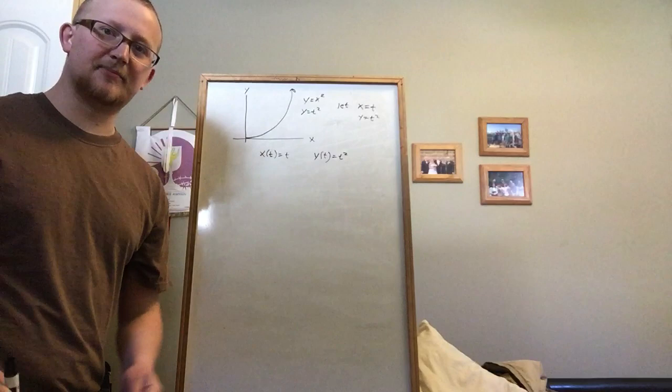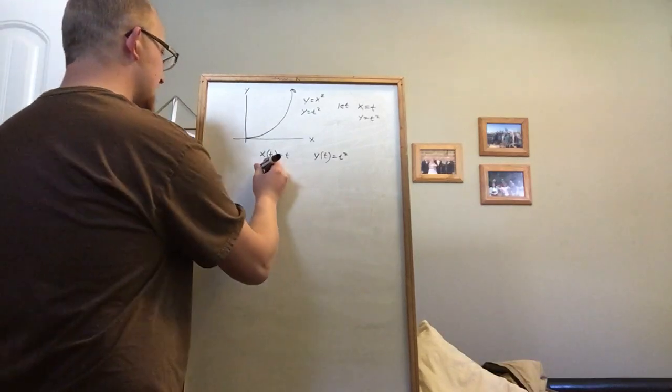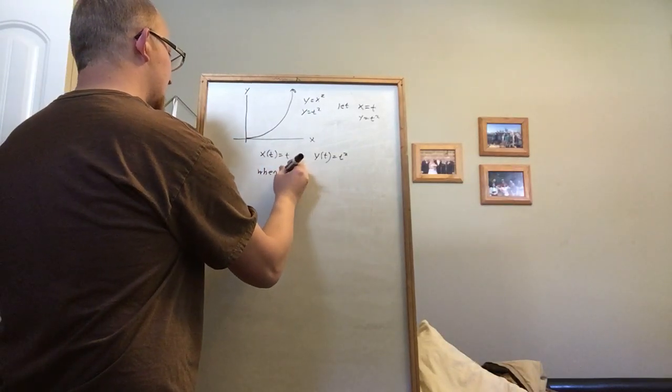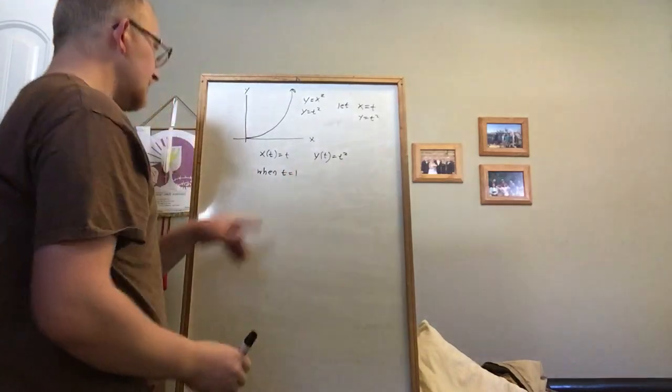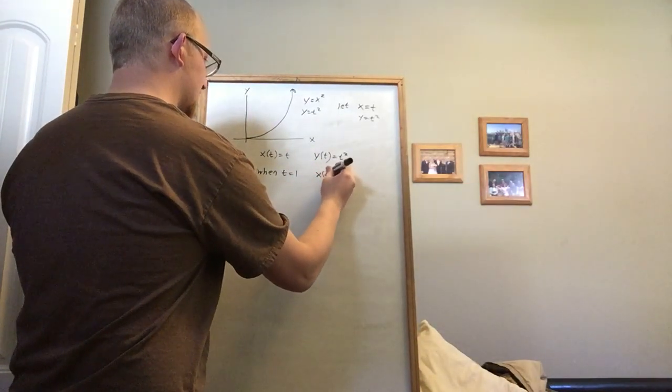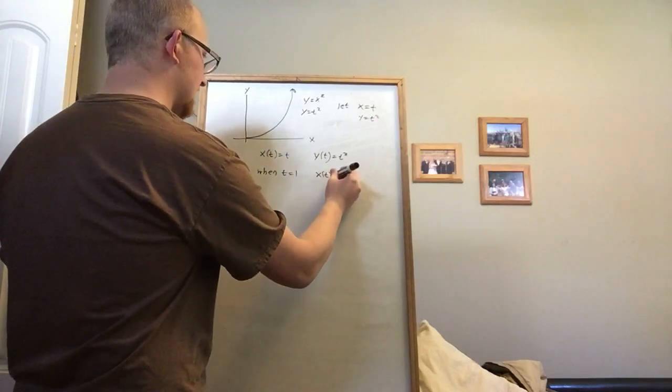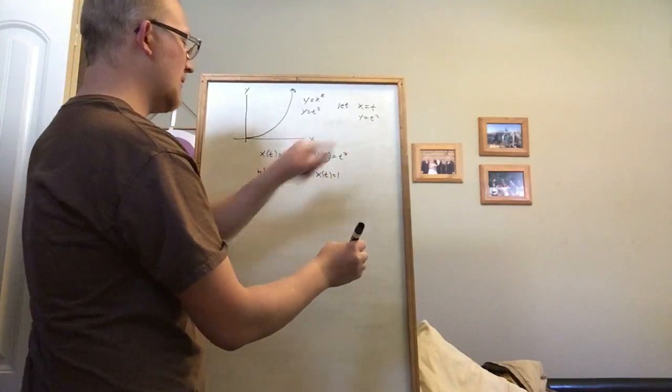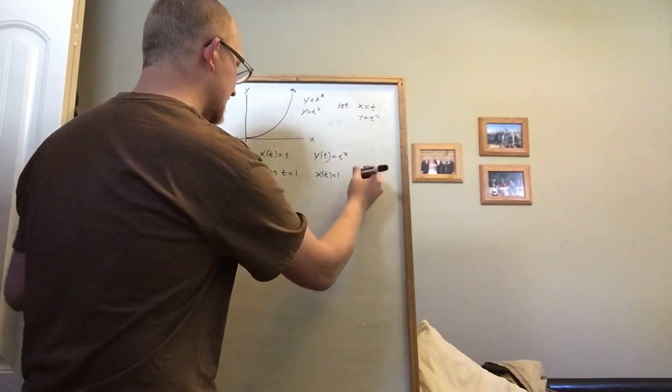So let's go ahead and pick some times. Let's pick when t is 1. Well, when t is 1, x of t is 1, because we're plugging in t there. And when t is 1, t squared, 1 squared is just 1.